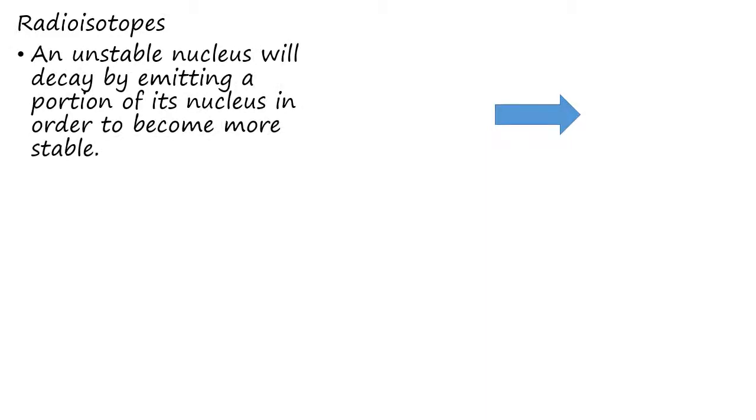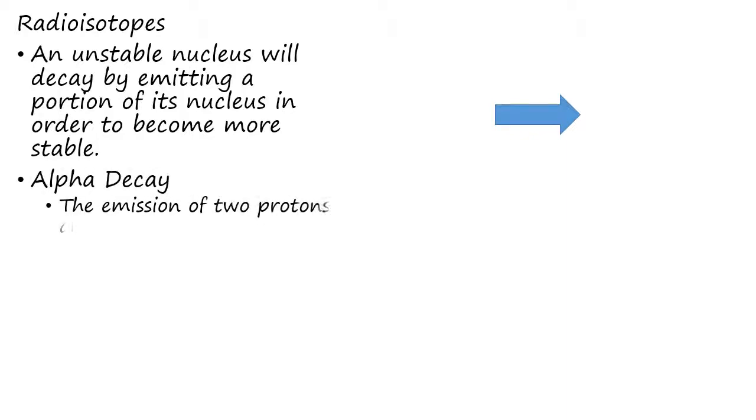Okay, so we're going to focus on only unstable nuclei, which we're going to call radioisotopes. An unstable nucleus will decay by emitting a portion of its nucleus in order to become more stable. There are a couple different types of decay. The first we'll talk about is alpha decay. Alpha decay results in the emission of 2 protons and 2 neutrons from the nucleus, which is the equivalent of a helium nucleus.